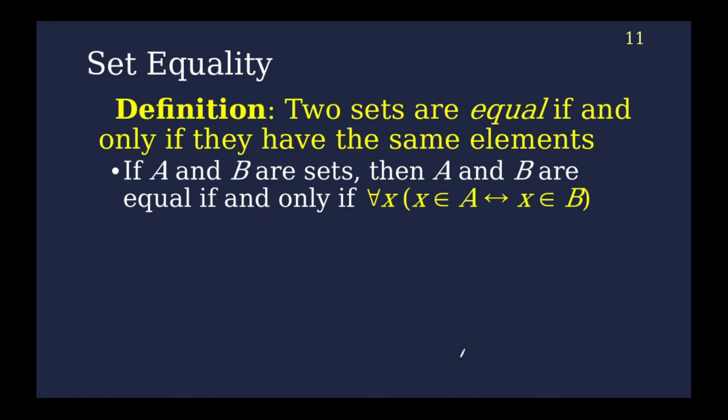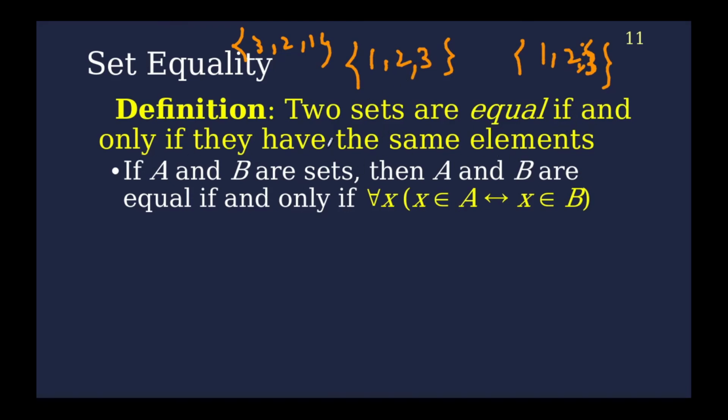Set equality. Let us define what set equality means. Two sets are equal if and only if they have the same elements. For example, the set {1, 2, 3} and another set {1, 2, 3}, we call these two sets equal because the elements are the same. Or the set {3, 2, 1} is an equal set because the elements of this set are 1 to 3, and the elements of that set are 1 to 3. Order is not important.